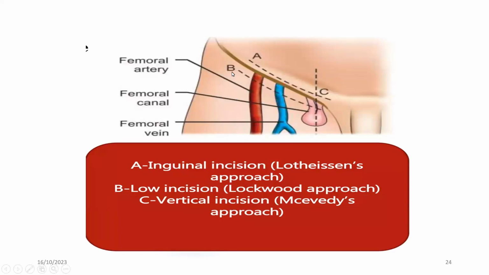B is the Lockwood approach. This is just 1 cm below the inguinal ligament across the most prominent part of the femoral hernia, while A represents the inguinal approach, which is just parallel to the inguinal ligament, but above, 0.5 to 1 cm above the inguinal ligament. Then McEvedy's approach is the vertical incision, which is represented by C.